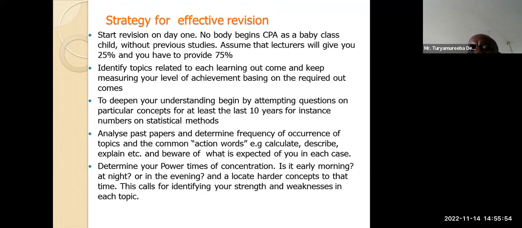To deepen your understanding, begin by attempting questions on a particular concept for at least the last 10 years. For instance, numbers on statistical methods. I have faced a challenge. I have looked at what the examiners talk about, but many people do not want to practice. They want to die once, to reach the examination and face the question for the first time and begin. Kindly, if you are a student of QT, make sure you do enough practice. And therefore, you need to download and bind the questions from 2008 to date.